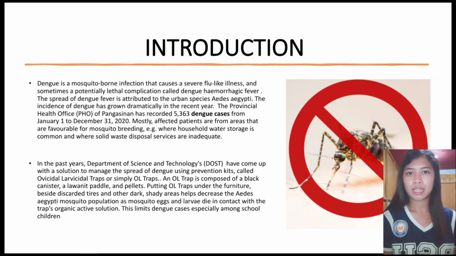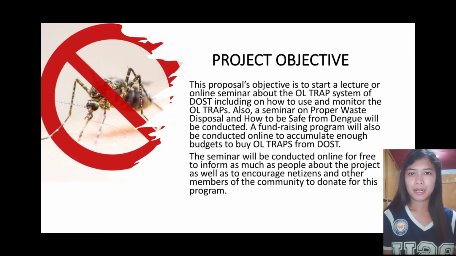Putting OL traps under the furniture, beside discarded tires, and in other dark shady areas helps decrease the Aedes aegypti mosquito population, as mosquito eggs and larvae die in contact with the trap's organic active solution. This limits dengue cases. Now, our project objective.